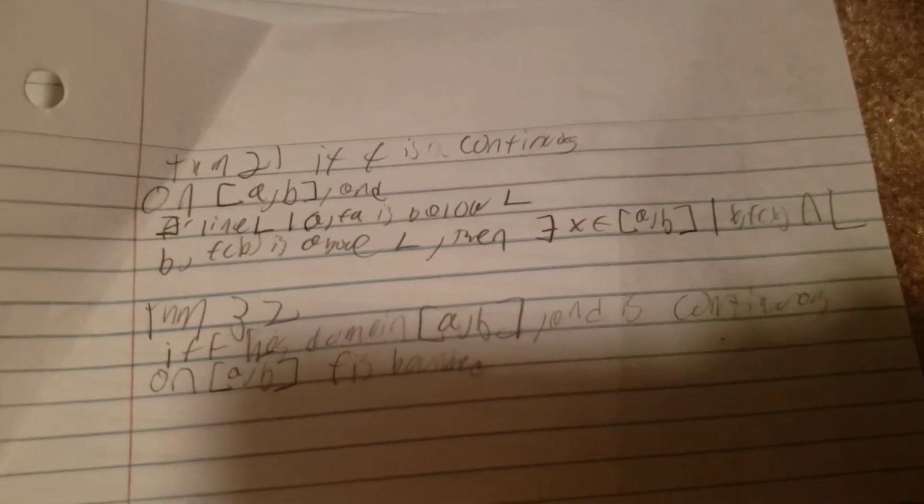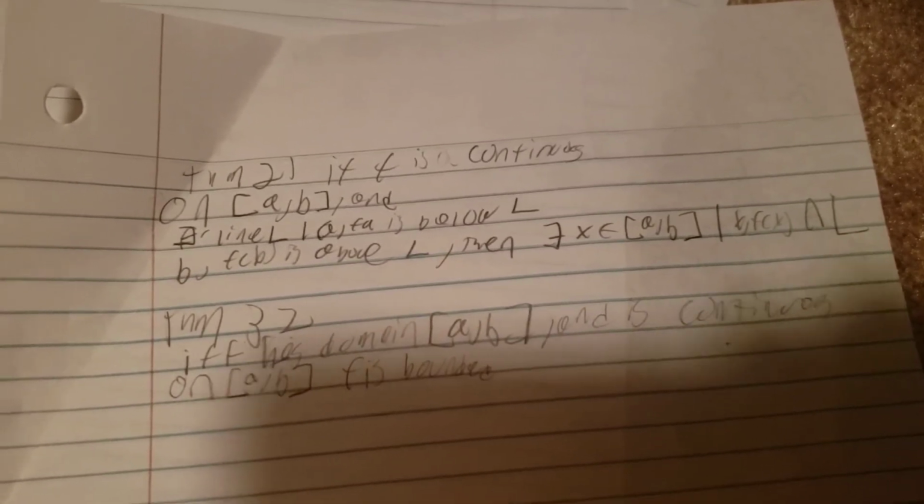So, we're going to tell you the other theorems we need to use first, which are theorem 21 and theorem 32. Theorem 21 you should recall from a previous video: if f is continuous on the closed interval a comma b, and there exists a line L such that f of a is below L and f of b is above L, then there exists a value in the domain a comma b, so that we have a point x comma f of x, and that value is on the line L.